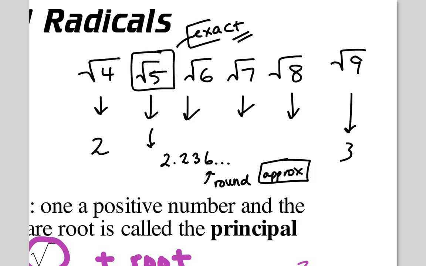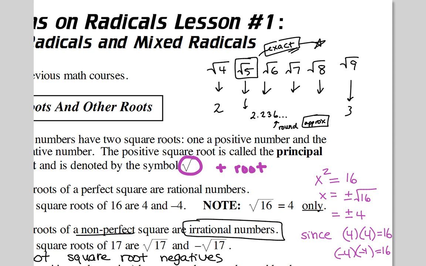So in 20-1, we are interested in exact values, okay? That's what we're interested in. So you want to leave it as a radical. You don't want to go to the decimal. That's bad. Okay, you want to leave it in the radical sign, and we're going to learn some tricks, some algebra, to do that today.